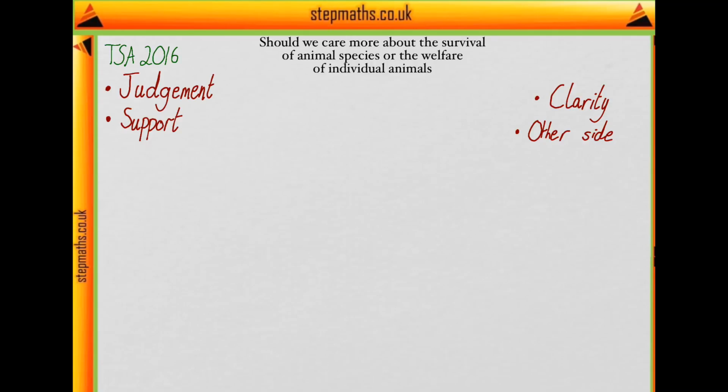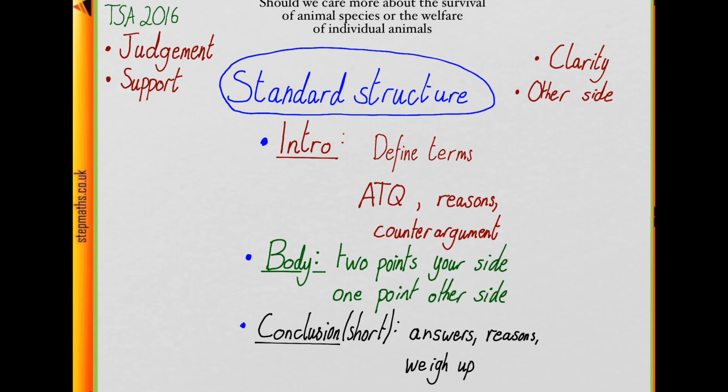Hi, today we're going to be going through the TSA 2016 question: should we care more about the survival of animal species or the welfare of individual animals? With these aims in mind and using our standard structure, pause the video for a refresher. Let's get into it.